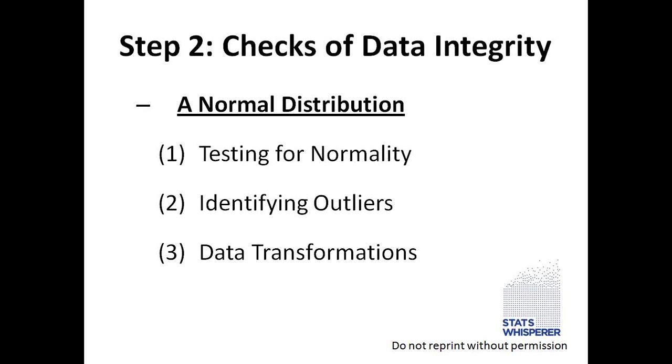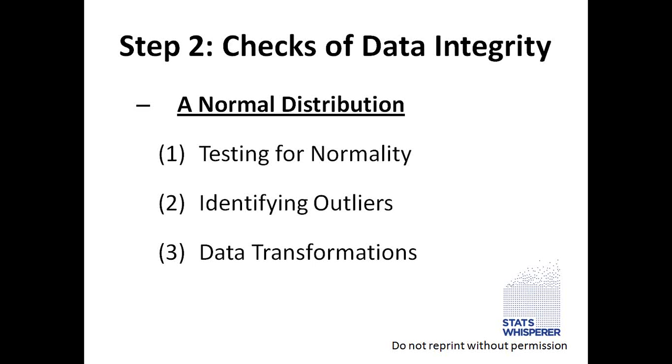Remember I said that the category breaks into subcategories, and then the subcategories break into more categories. So a normal distribution is part of the test of assumptions, which is part of checks of data integrity. We're going down a path here. For a normal distribution, the first thing we need to discuss is how do we test for normality? Normality means that the distribution is normal. It's kind of used interchangeably.